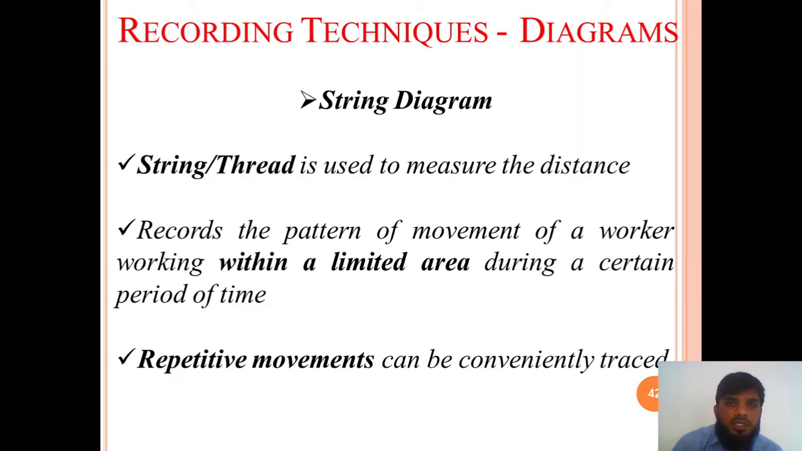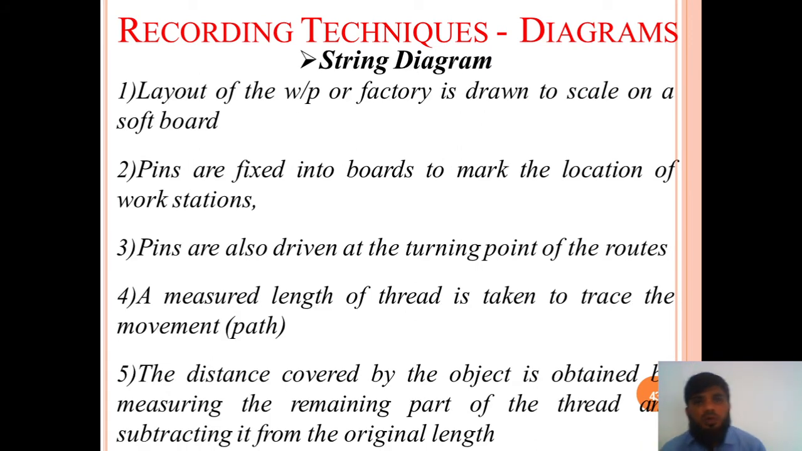Whereas in the string diagram technique, or string recording technique, strings are used. Strings are nothing but threads used to measure the distance and record the pattern of movements. So in this, instead of using lines, we record by using a thread. We will trace the path of the labor using different threads within a particular limited area. We will not go for all the areas, and the repetitive movements can be conveniently traced. Okay, so in this, the steps we need to follow: the layout of the workplace of the factory is drawn to scale.